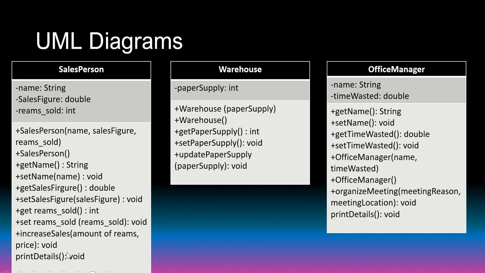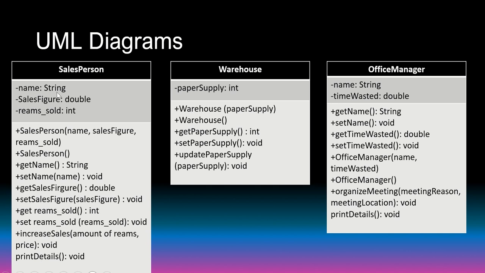Lastly, we're going to have a print details method. It's void. It's just going to print out a message about this particular object to the screen. So let's say at any point in time, I want to know what the name, sales figure, and reams sold is for a particular salesperson object.